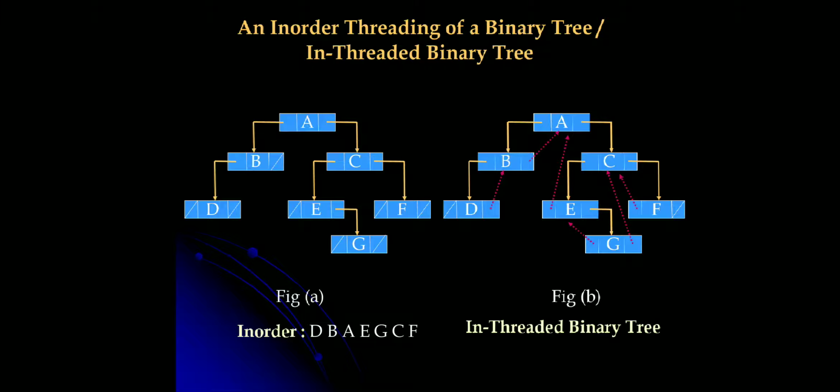So like this, all the null fields, the left and right child fields, are replaced with in-order predecessor and in-order successor. If a field contains an actual link, we are not altering it. Only if the left child or right child field is null, then we will replace it with in-order predecessor or in-order successor. So this becomes an in-threaded binary tree.